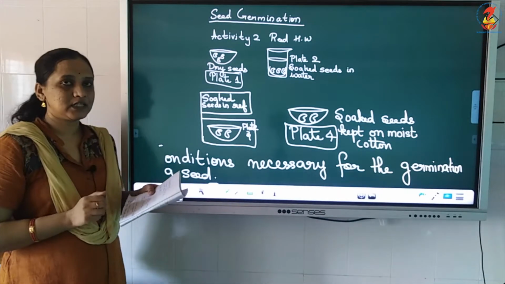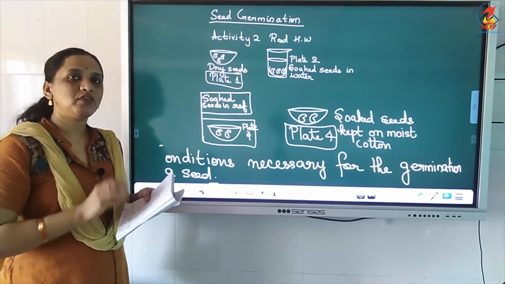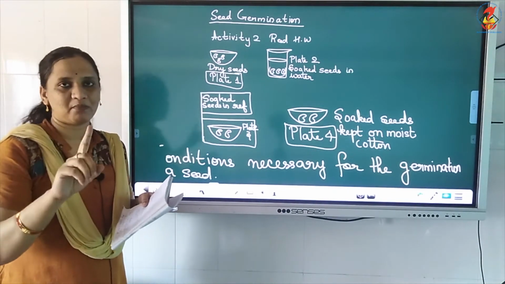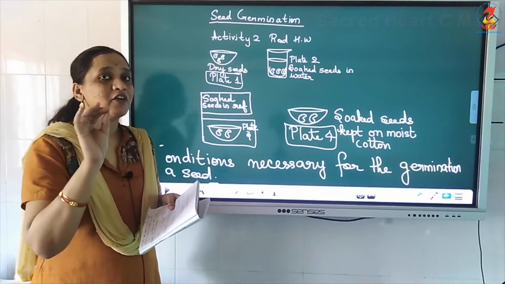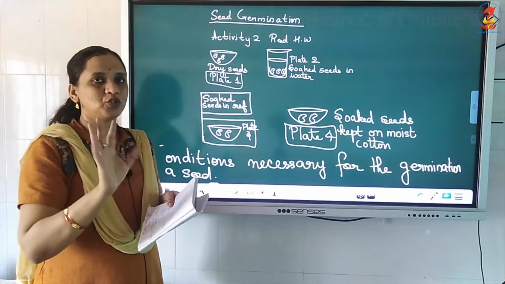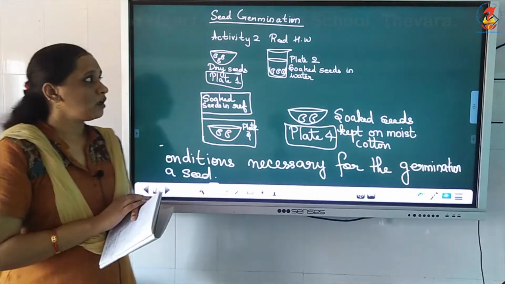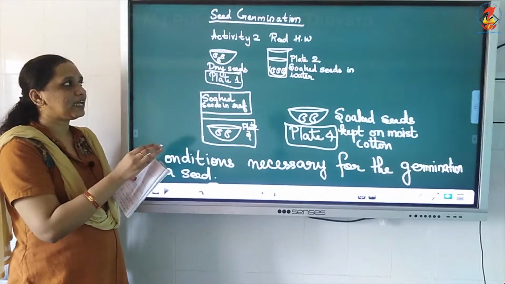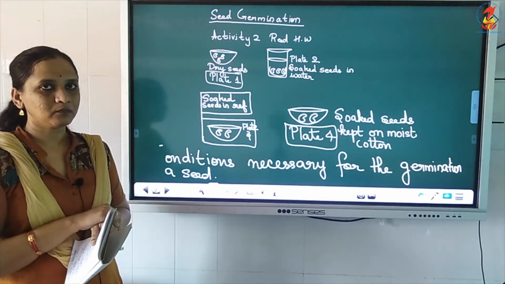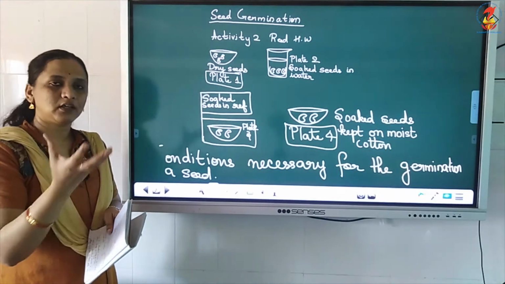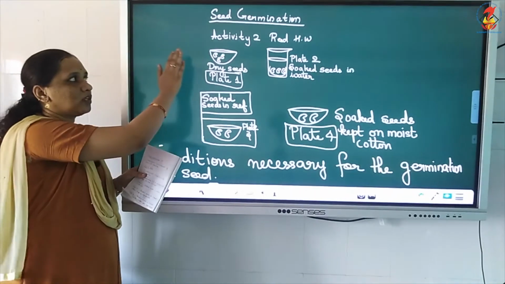So to understand this, in activity 2, we will look into certain conditions. You remember in the last video I had explained seeds require certain favorable conditions to grow. So we will look into what are those conditions. So for that what do you do? You take some seeds, it can be gram seed. You take some dry gram seed, take it in a bowl and keep it on the windowsill.